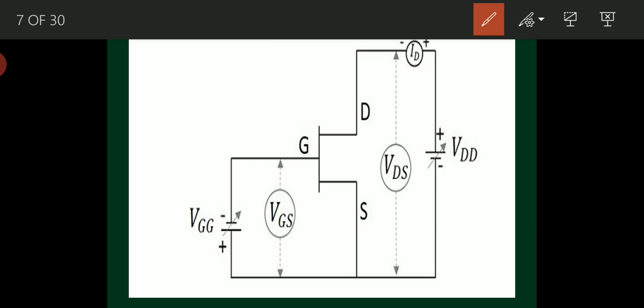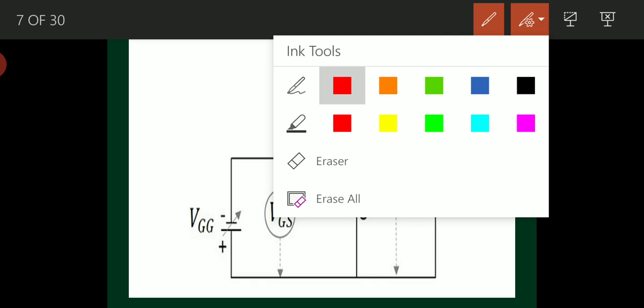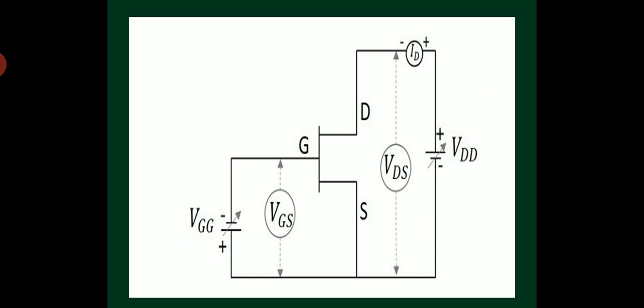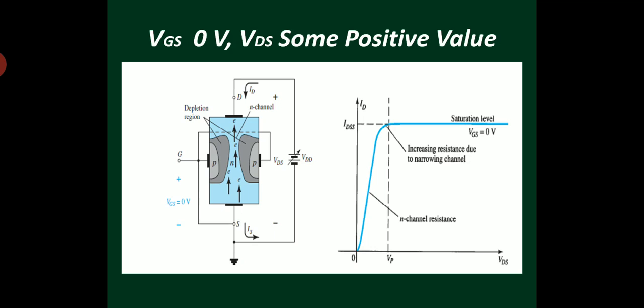So case 1, right? VGS equal to 0. VGS equal to 0 means I am making VGG short circuited. This is a schematic for that. VGS equal to 0, and VDS some positive voltage. VDS some positive voltage means VDD some positive voltage.